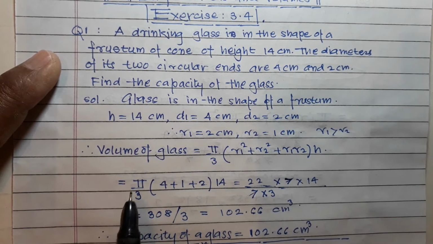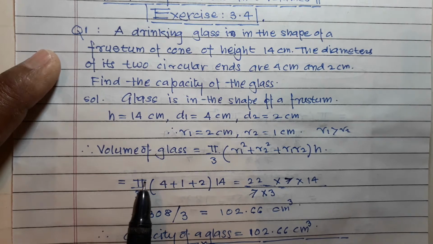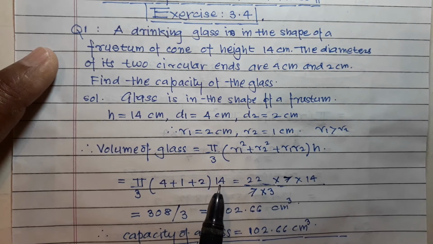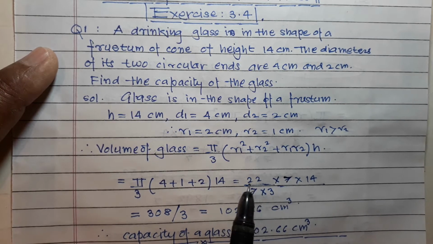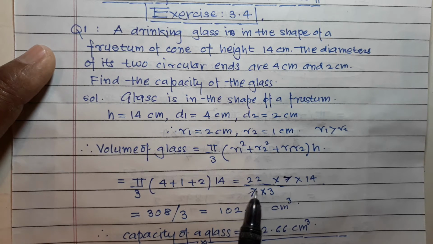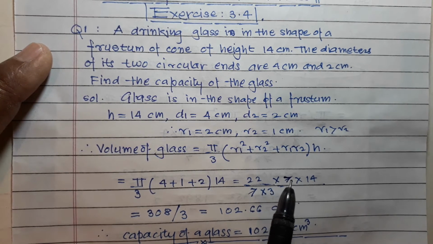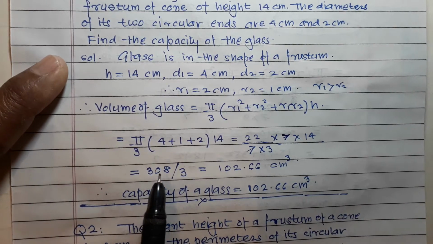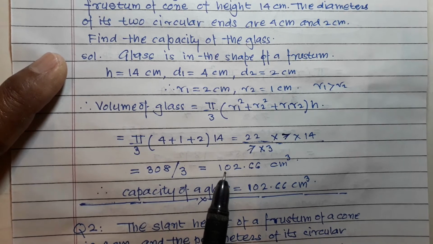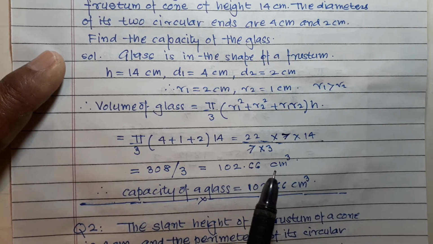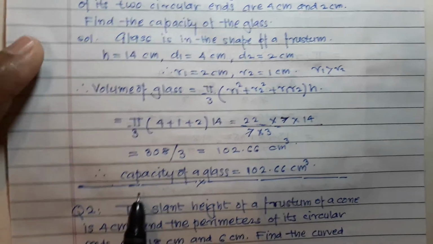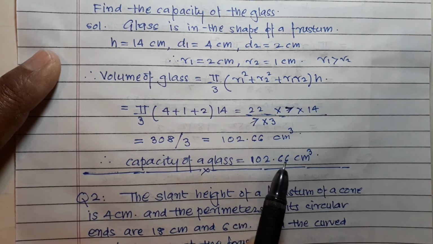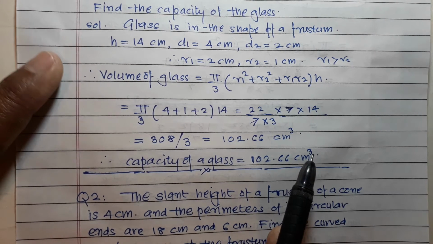Substitute values and therefore volume of glass is equal to pi upon 3 into bracket 4 plus 1 plus 2 into 14. Simplify this, you will get 22 upon 7 into 7 into 14 upon 3. So it is equal to 308 upon 3, and is equal to 102.66 centimeter cube, and therefore capacity of glass is equal to 102.66 centimeter cube.